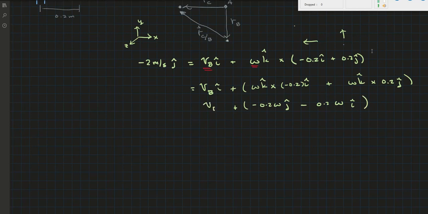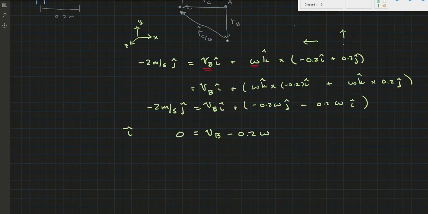So writing this whole thing down here, meters per second j. So now we have a relationship with both i and j terms. Let's just combine the coefficients of each term. So let's look at the i terms first. We get 0 equals vB minus 0.2 omega. So these are the i's. The i's have this.